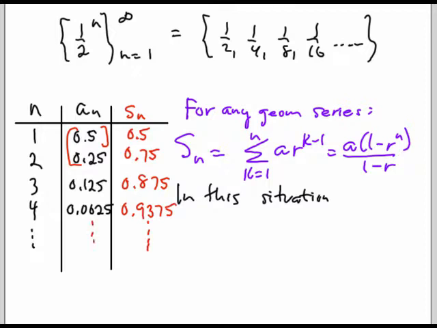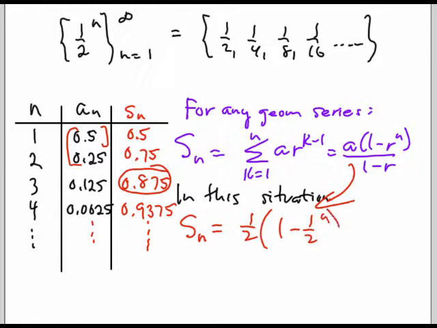and then of course I'm going to look at this infinitely eventually. Just remember, in terms of calculating Sn, for this particular series, if it's finite, then we can use this formula, which is 1/2 times (1 minus 1/2 to the n) over 1 minus 1/2. And those halves will cancel out. And so we'll be left with 1 minus 1/2 to the n.